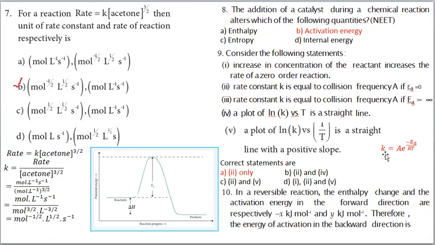So you see, we know the Arrhenius equation: K is equal to A into e raised to minus Ea by RT. If Ea equals 0, then this whole exponent term is 0. That means e to the power 0 is 1, so we get K is equal to A. So this is correct. Then the third one: rate constant K is equal to collision frequency A if Ea is infinity.